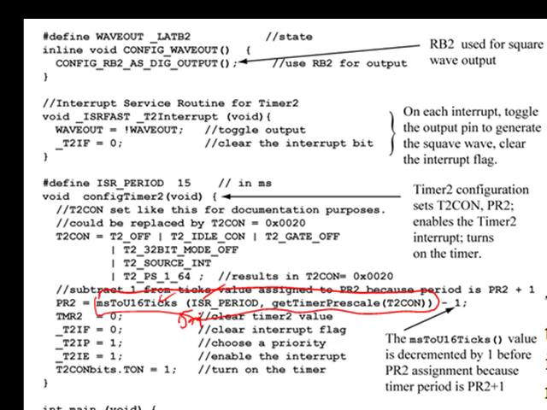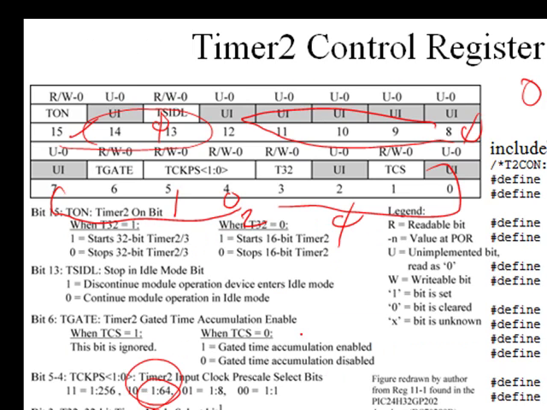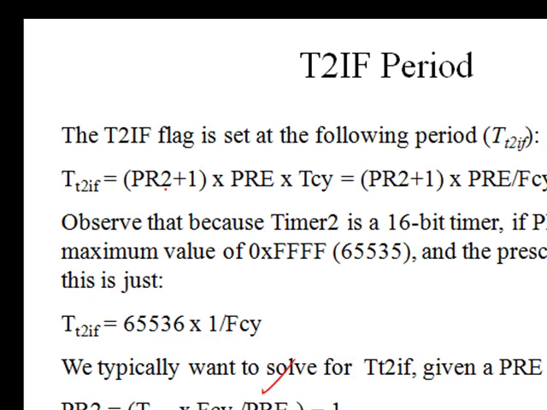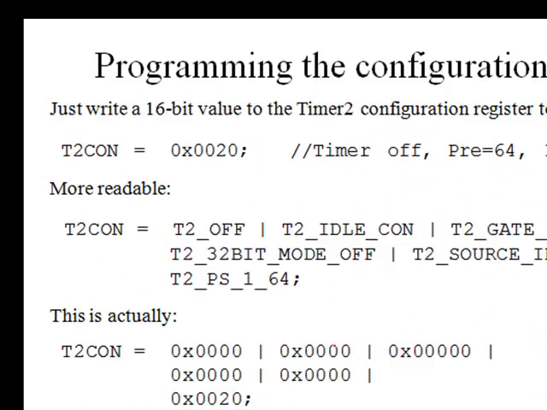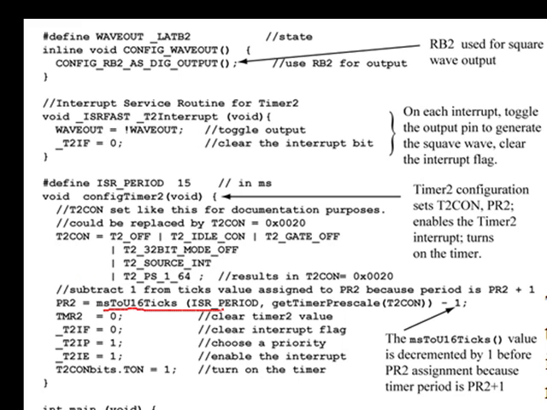That is not going to be equal to the PR2 value. Remember, in this equation we had PR2 plus 1, so we're going to take this tick value calculated by this function and subtract 1 from it in order to get the actual PR2 value. This gives us a flexible method of setting the PR2 value. Later on, if we wanted to change this ISR period, all we'd have to do is change that to something else, and the PR2 value would be automatically calculated for us when we execute this code.